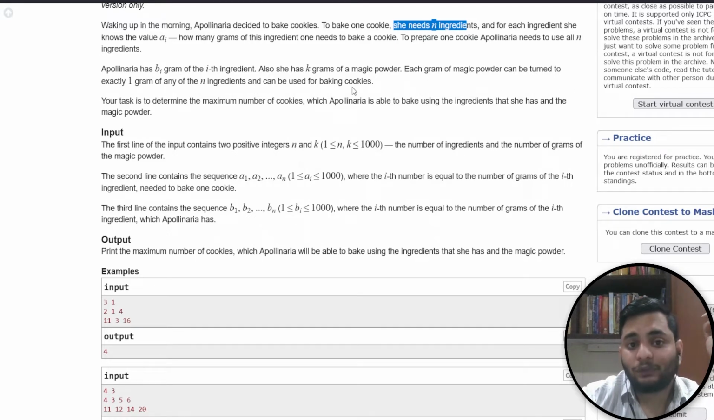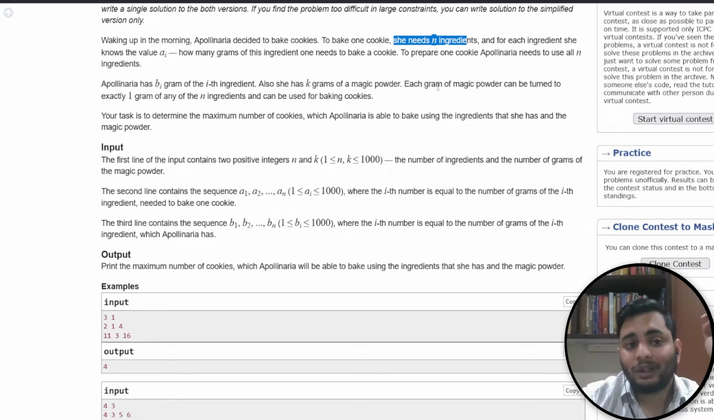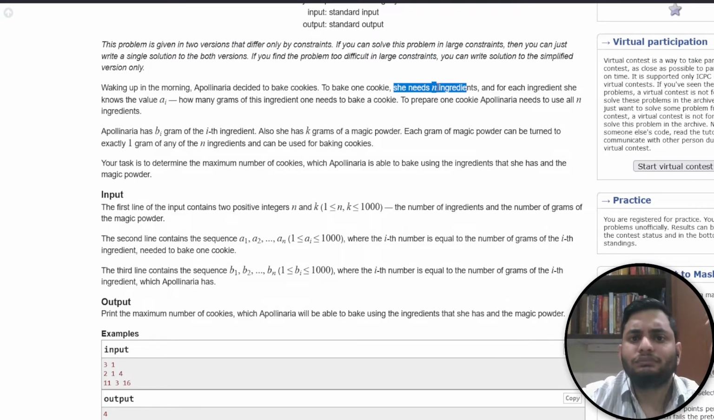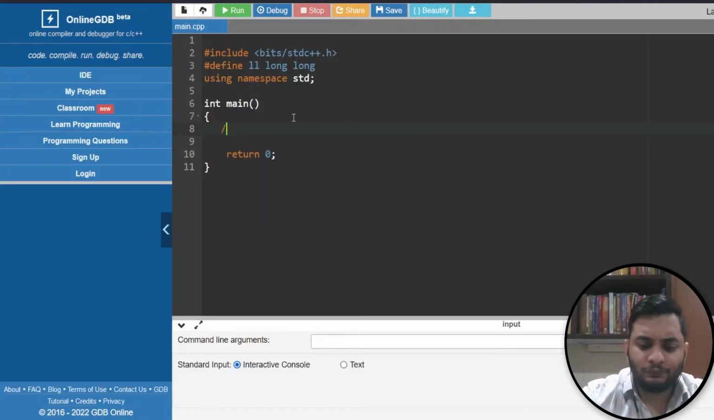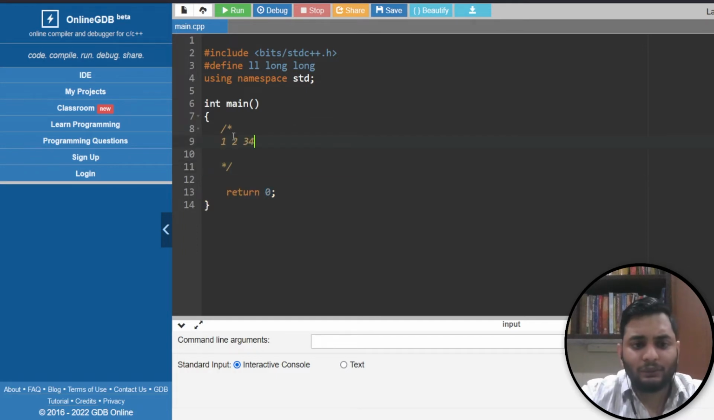Also she has k grams of magic powder. Each gram of magic powder can be turned into exactly 1 gram of any of the n ingredients and can be used for making cookies. So we have the given ingredients, right? This is the 1st, 2nd, 3rd item, 4th item, 5th item, 6th item to make a cookie. And a2, a3, a4, similarly a5, these are the requirements. This is the amount that we require to prepare one cookie, and this is the amount that we currently have, right? So that makes sense.